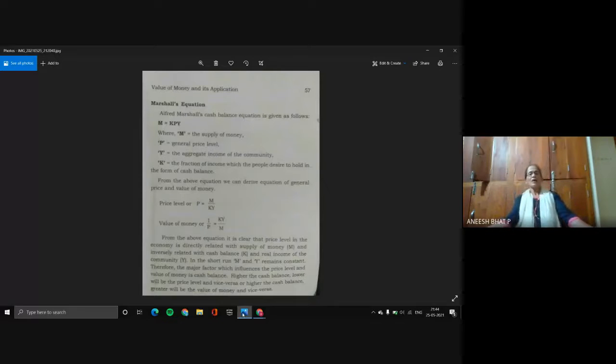How can we say, or to what extent does it influence the general price level? Now, I think it is clear. K is the fraction of income. It means cash balances maintained by the people or held by the people. When people maintain cash balances, that part of income is not in circulation.